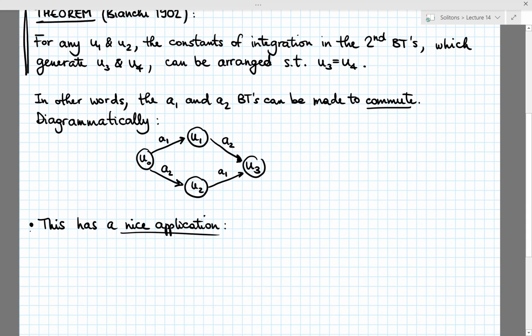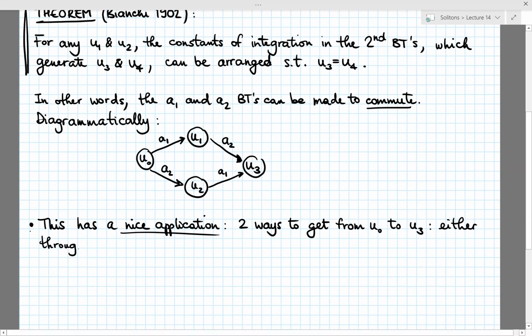which stems from the fact that we have two ways to get from the seed solution U0 to the final solution U3. So either through the intermediate solution U1 or through U2. So what we'll do next is to compare these two ways, and by doing that, we'll be able to get rid of all derivatives and obtain an algebraic relation between U0, U1, U2, and U3.